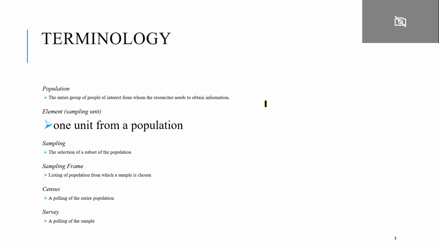Then sampling is a process of collecting some sample from your population. Sampling frame, in very layman language, is simply the listing of the population. You will do the listing of each element in the population. You will simply write a name, just like a telephone directory. Telephone directory is an example of a sampling frame. Census is basically the polling of the entire population, while a survey is considered as a polling of the sample.